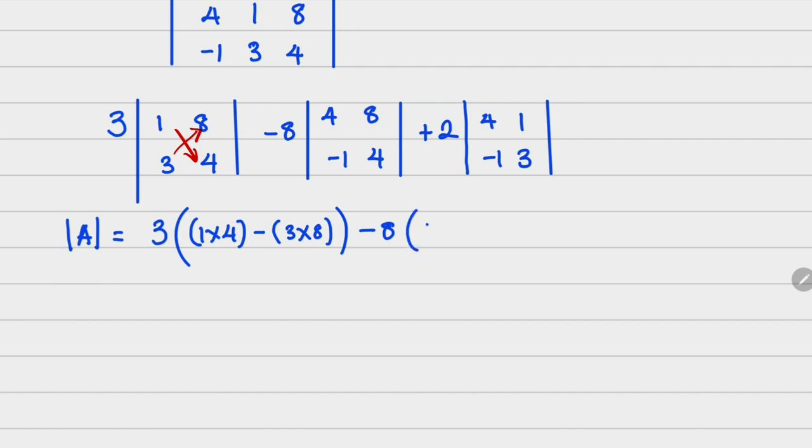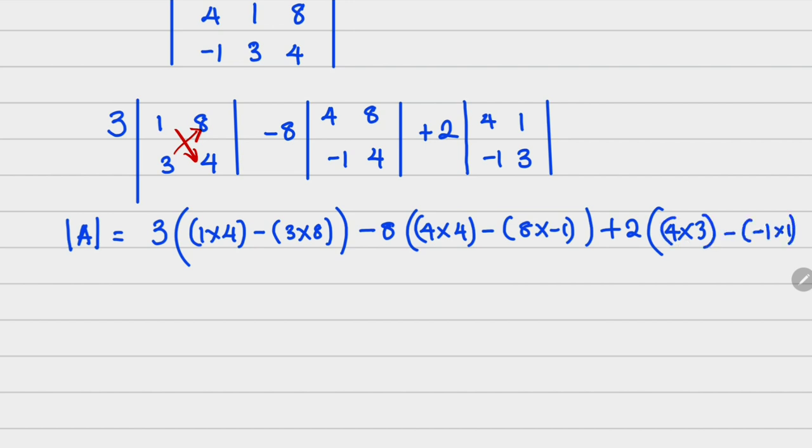This is 8. The second one, we have 4 times 4. Then we have minus 8 times minus 1. Then we have plus 2 into 4 times 3, minus, then minus 1 times 1. See, it is very important that you express your work in this manner, all right, to avoid mistakes. So this is going to be 3. Then here I have 4 minus 24, close the bracket, minus 8. Here I'm going to have 16 plus 8.